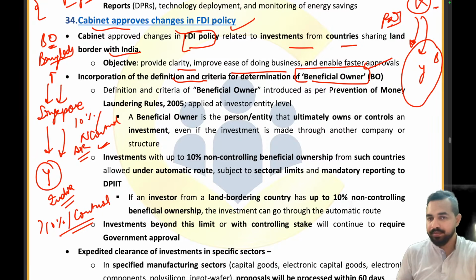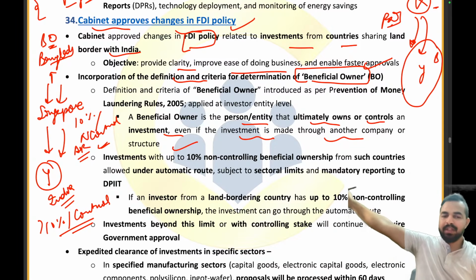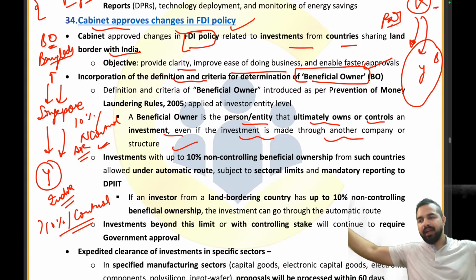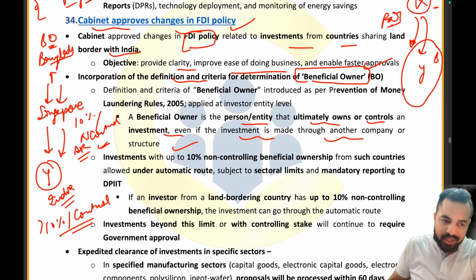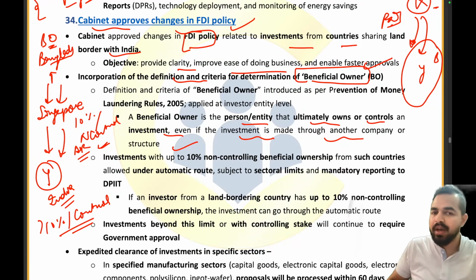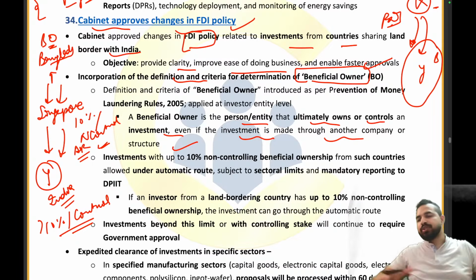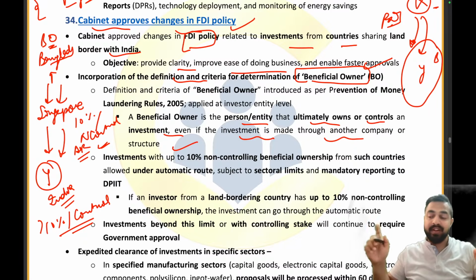Now who is the beneficial owner? As per the Prevention of Money Laundering Rules 2005, the beneficial owner is the person or entity that ultimately owns or controls an investment, even if the investment is made through another company or structure. So the person was from Bangladesh, but the company is operating in Singapore, and that company from Singapore is investing the money here. Many times there are terrorism financiers who are financing in such a manner, and all this money goes to terrorists, right? So that's how the government of India wants to ensure that no such terror financing takes place.